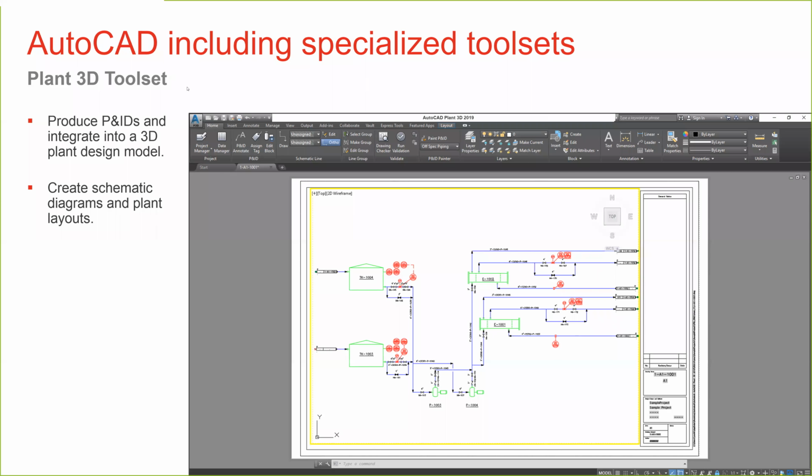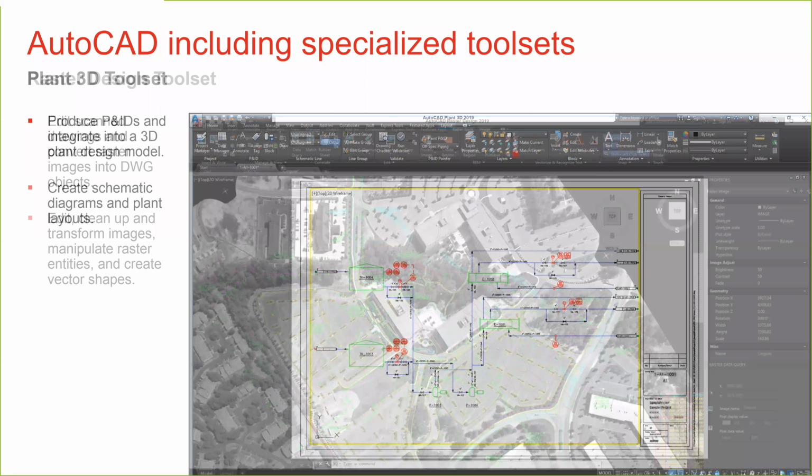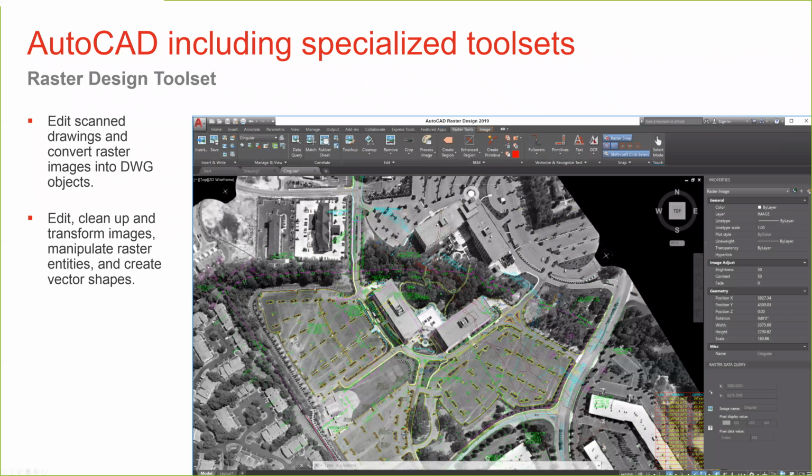Now, we have the raster design tool, which helps you to use raster to vector conversion tools to help you edit scanned drawings and convert raster images into DWG objects. So you're able to clean up, edit, transform images, and manipulate your raster entities. That is lines, arcs, circles in your raster image. You can use this as a basis to create your vector shapes, and so on and so forth.